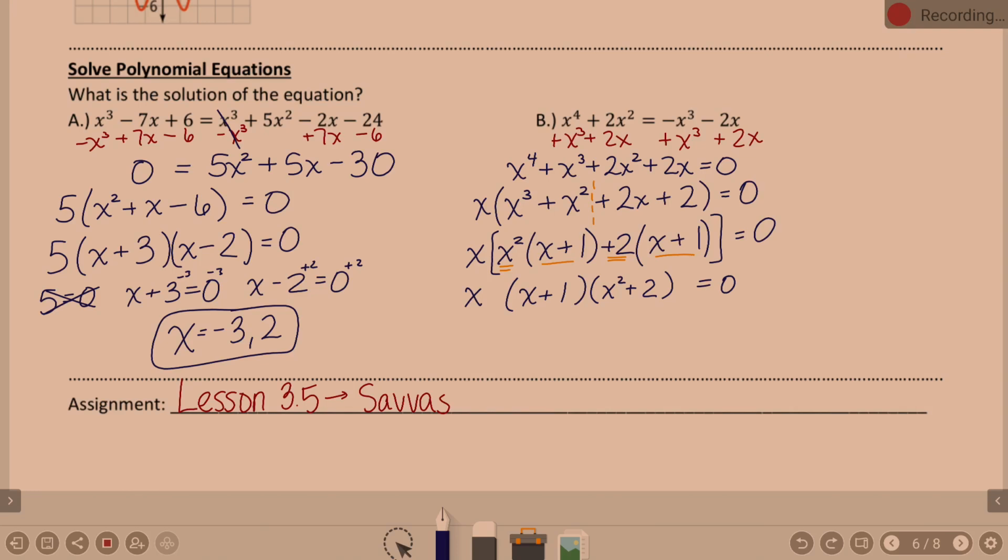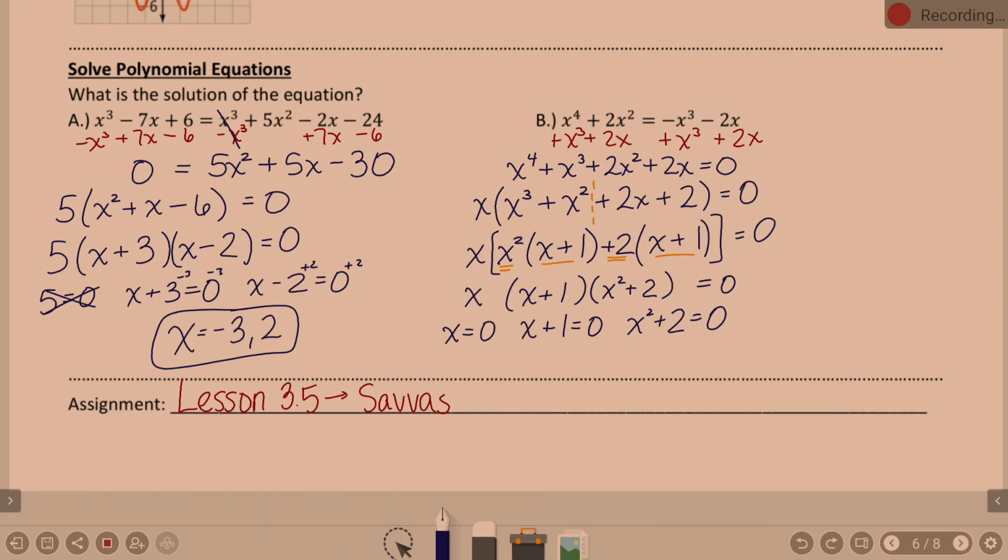So we're going to set them each equal to 0. We're in the home stretch. Still not done though. The factoring, that was the tough part. Set them each equal to 0. So we're going to set x equal to 0. We're going to set x plus 1 equal to 0. And we're going to set x squared plus 2 equals 0.